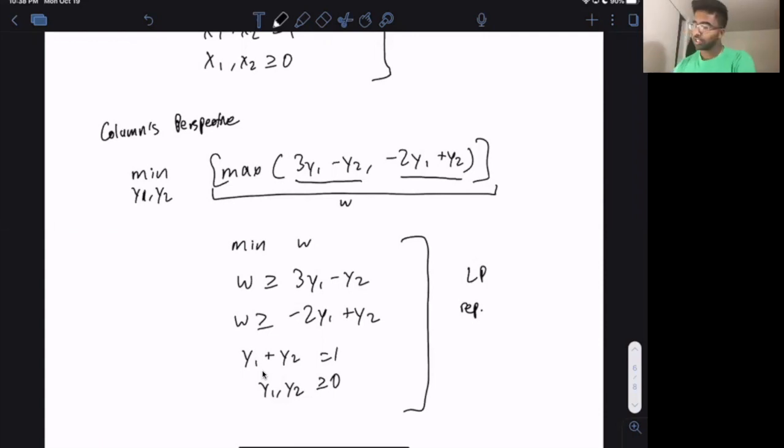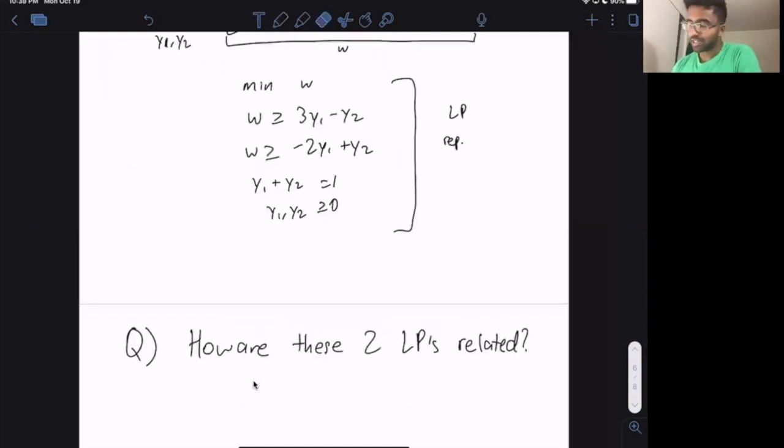So my question to you is, how are these two linear programs related, right? We have two linear programming representations for the same problem, except one is in Ro's perspective, one is in column's perspective. So how are these two related? And the answer is they're duals of each other. And I highly recommend you, using Lily's mini lecture, go through the math and verify on your own that these two are duals of each other, right?